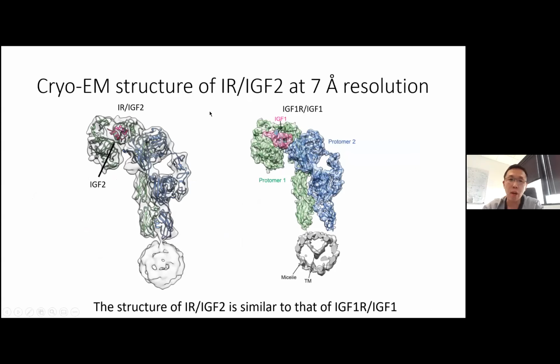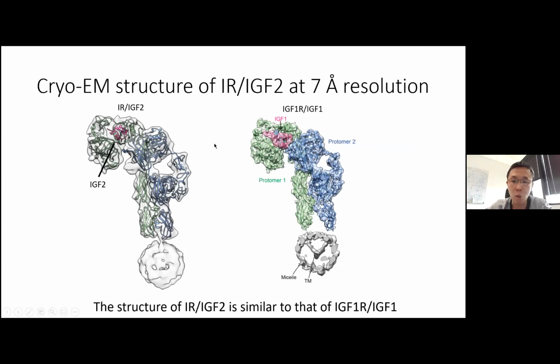So yeah, we also saw the structure of the insulin receptor with IGF-2 bound. This is because IGF-2 can only bind to site 1 of the insulin receptor, and there is also strong cooperativity between the two insulin receptor site 1s for IGF-2 binding. The overall structure of the insulin receptor with IGF-2 bound is also a similar asymmetric conformation with only one ligand bound at one of the site 1s.